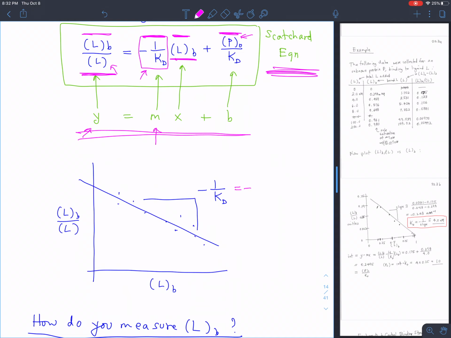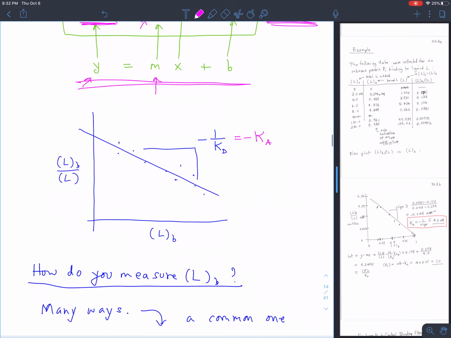Notice that this is equal to minus the association constant also, which is equivalent to knowing the dissociation constant, and also a very nice quantity to know.